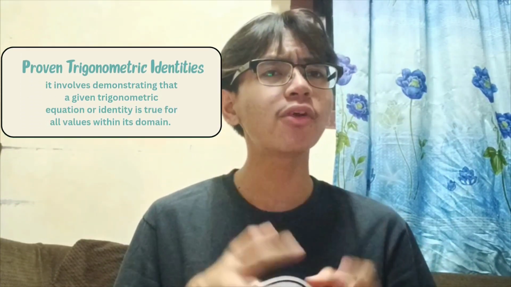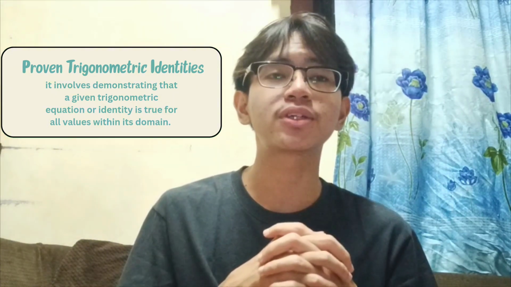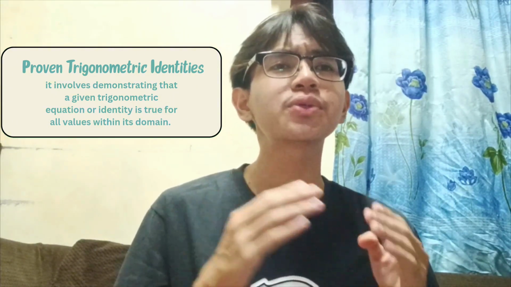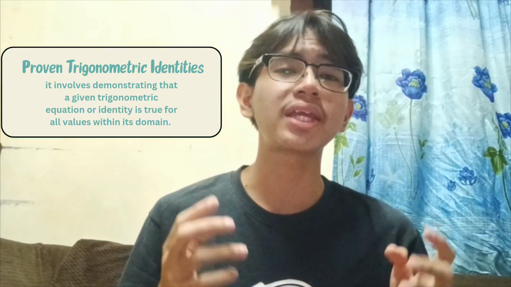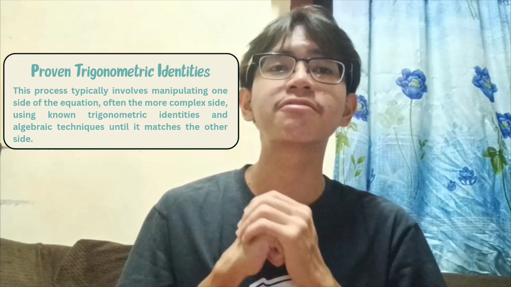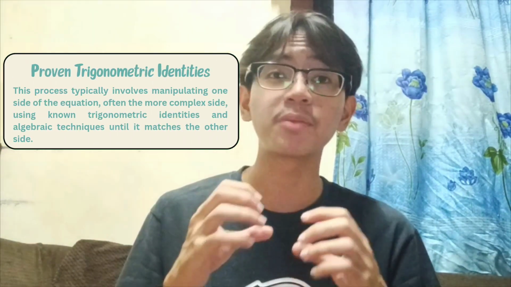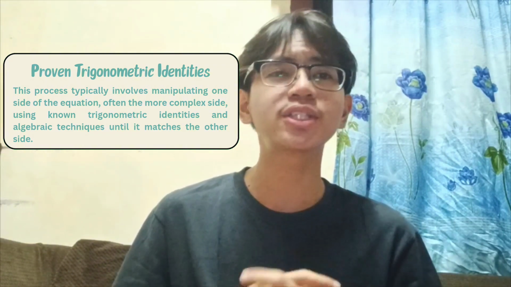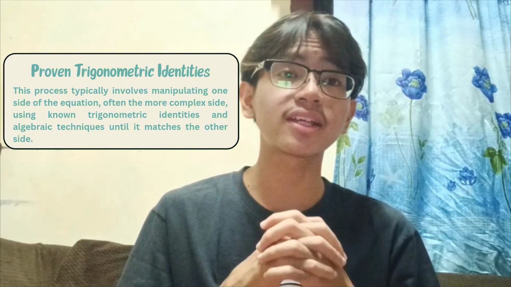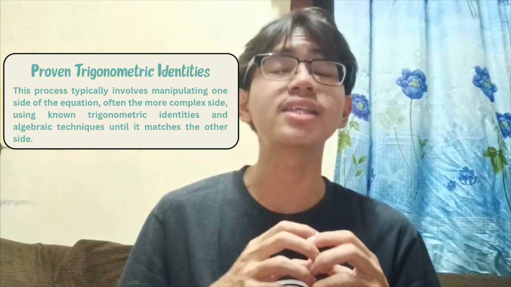Let's first define more deeply what proving a trigonometric identity is. Proving trigonometric identities involves demonstrating that a given trigonometric equation or identity is true for all values within its domain. This process typically involves manipulating one side of the equation, often the more complex side, using known trigonometric identities and algebraic techniques until it matches the other side.